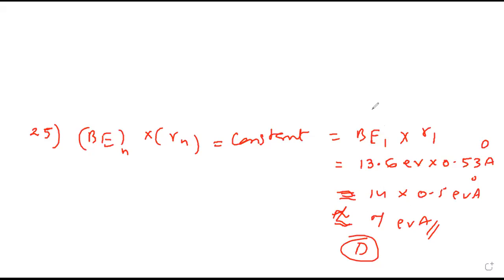26th. Check the correctness of the following statement regarding Bohr's model of hydrogen atom. First one, same type which we did earlier. Angular momentum in second orbit is more than in first orbit. Angular momentum is nh upon 2 pi. That means L2 is greater than L1 is absolutely correct.